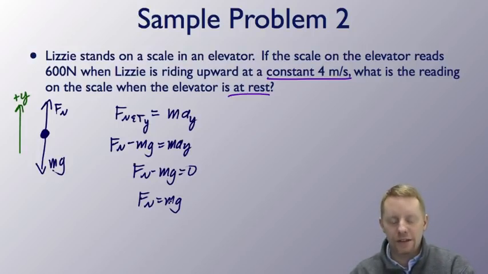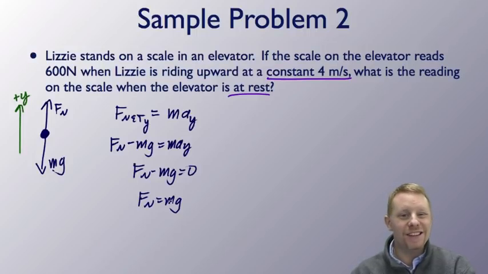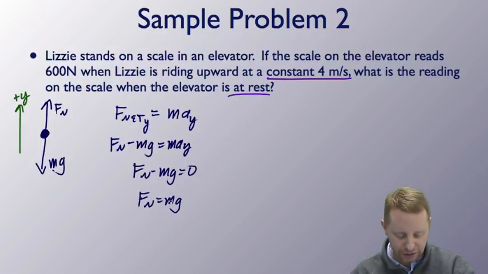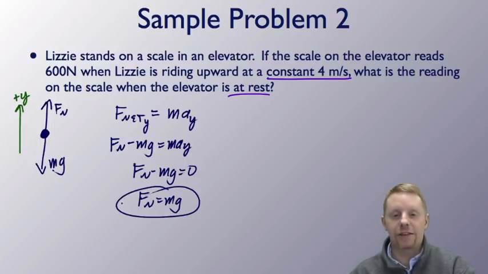It reads the same thing it would as if they had been still the whole time. Whether it's moving at a constant speed or it's at rest, from a physics perspective, basically it's the same thing. You don't have any change in the scale because the acceleration is 0. The scale is just going to read the person's weight at that point, the force of gravity on them.